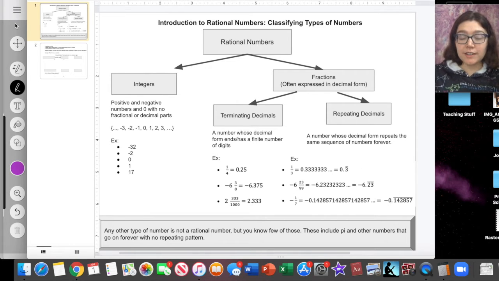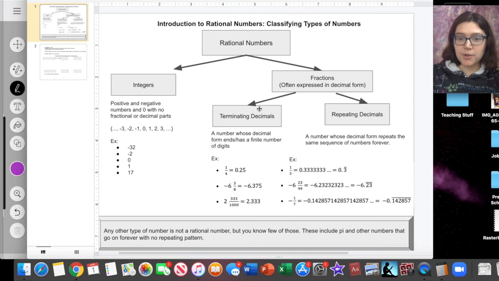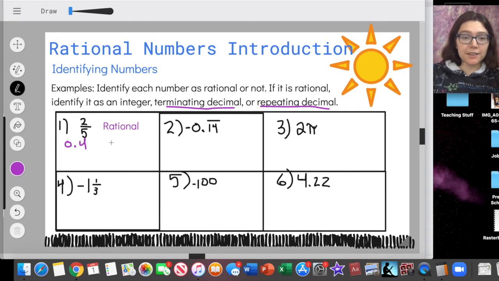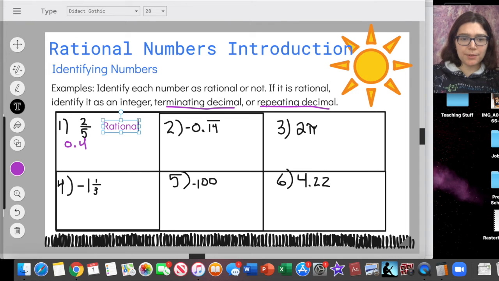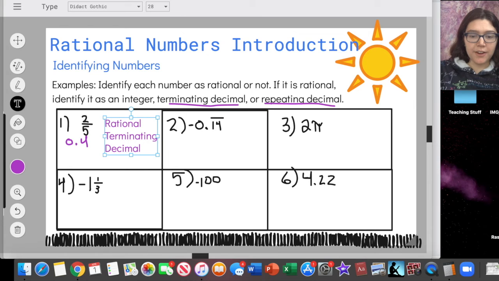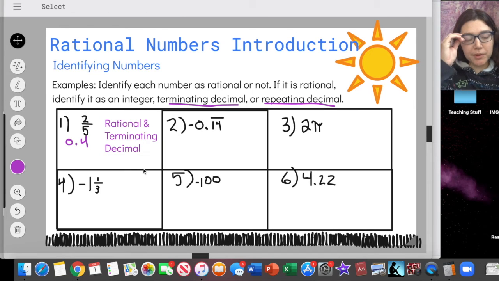Okay, so is 0.4 a repeating decimal or is it a terminating decimal? It's a terminating decimal. It ends. Right, we see it at 0.4, it's over. So this is a rational number, and more specifically, it's a terminating decimal. Awesome. All right, let's go to number 2.